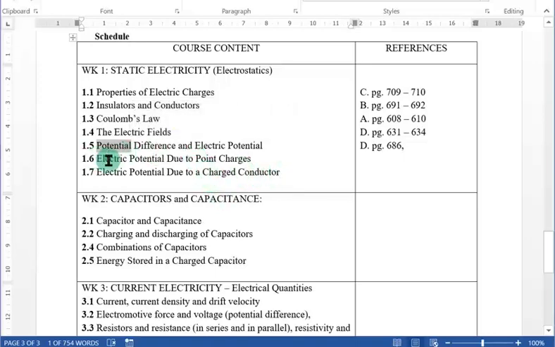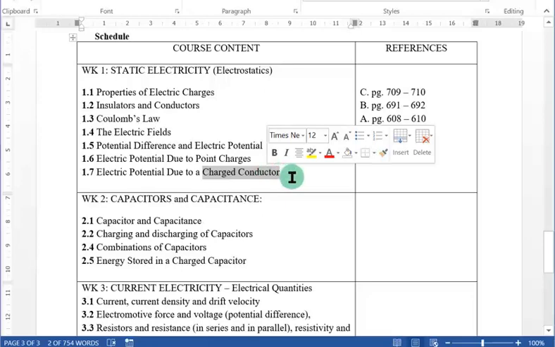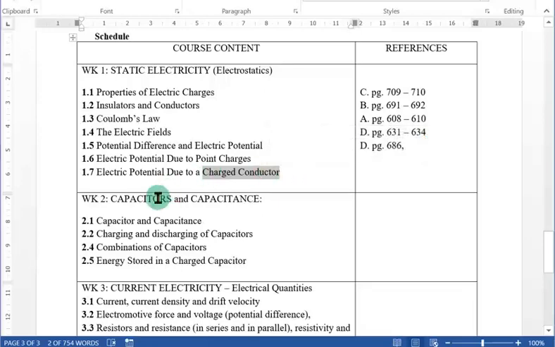We'll see about electric potential due to electric charges, point charges, and electric potential due to charged conductors. Even with charged conductors, we will focus only on parallel conductors. That will help us to understand capacitors in future. So let's move on to our first topic.